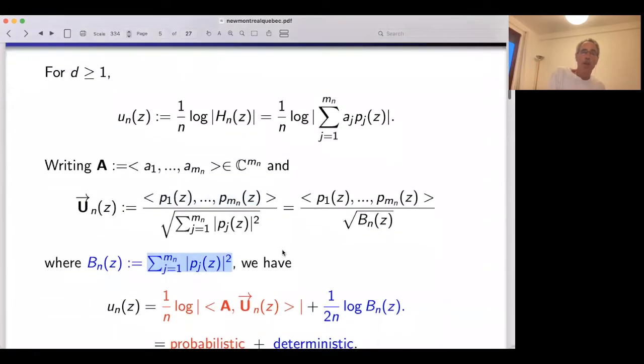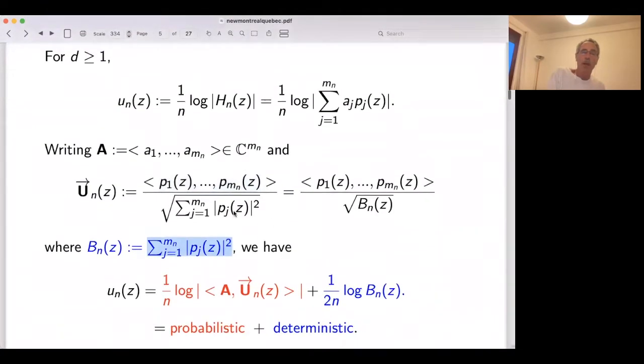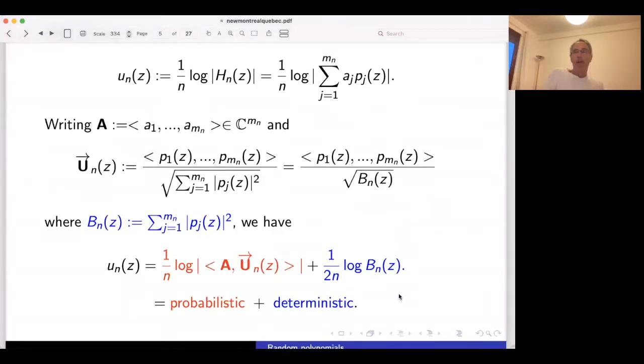Then this u sub n I can write as a sum of two pieces. One is purely probabilistic: it's 1 over n times the log of the modulus of the pairing of this random vector with this unit vector. The other is the term that comes from the b sub n. So I think I have my constants right, it's 1 over 2n times log of b sub n. The red part includes all the randomness, all the aj's. And the blue part just has to do with the basis polynomials that I've chosen, these pj's.